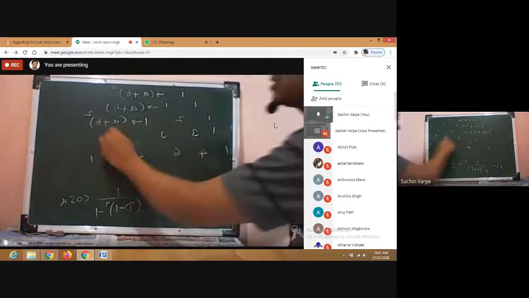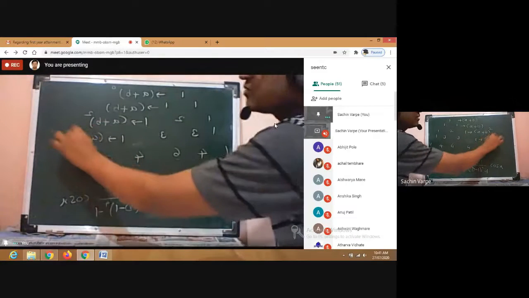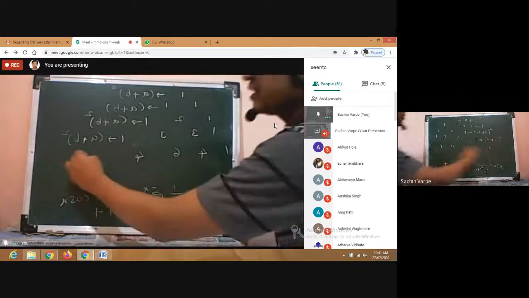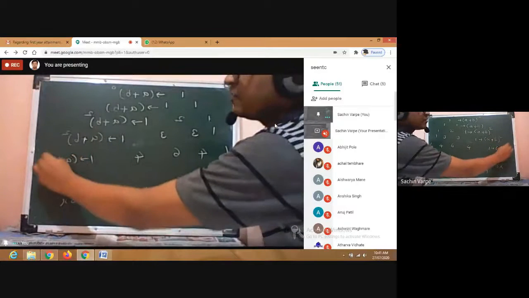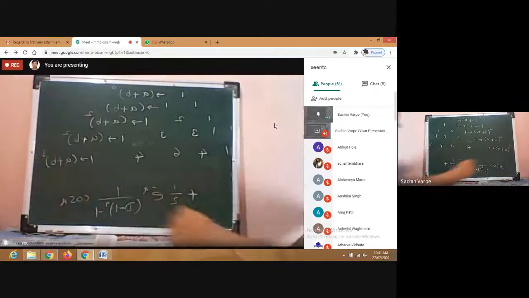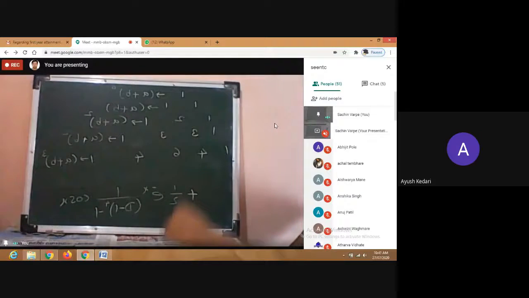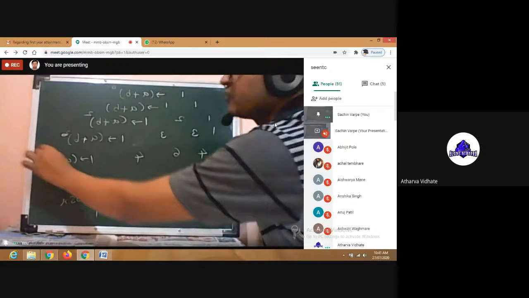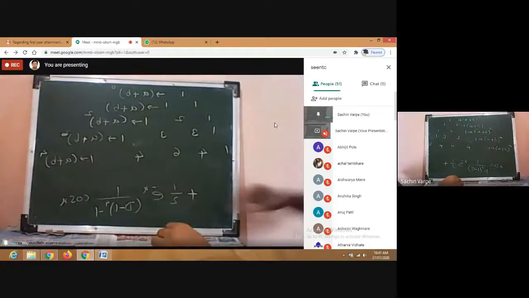These are the coefficients in the expansion of (a minus b) squared. These are the coefficients in the expansion of (a plus b) cubed, and so on. You can check. Sorry, the order is wrong. This is order 3, and this is order 4, right?